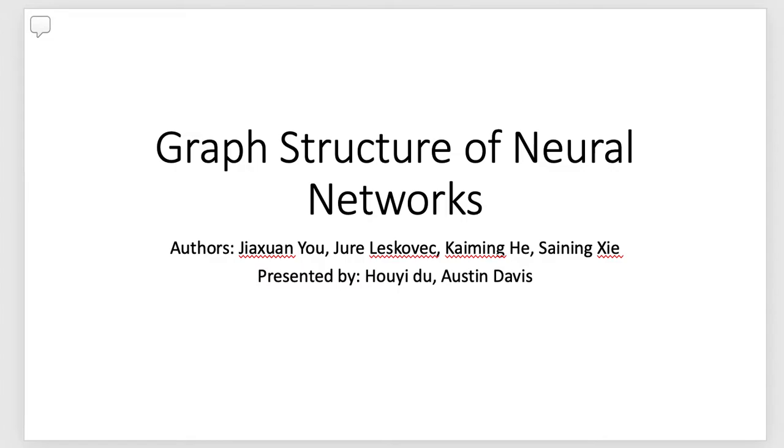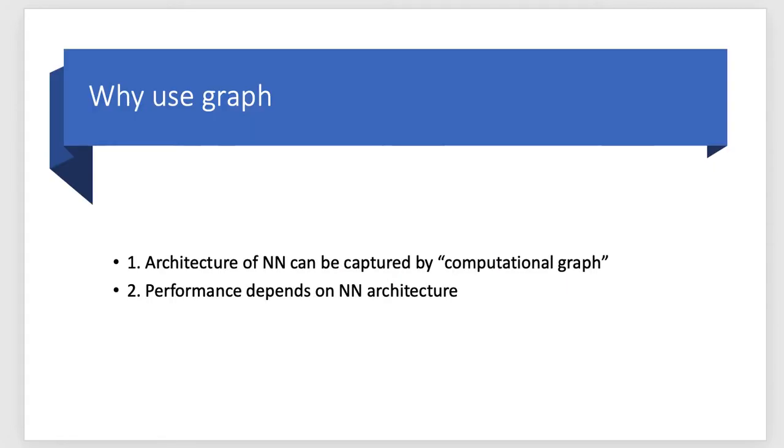Today we are going to present the paper Graph Structure of Neural Networks. So the first question we're going to ask is why would we try to use a graph to represent a neural network? Traditionally, scientists and scholars use computational graphs to visualize neural networks. The computational graph can directly show the data flow.